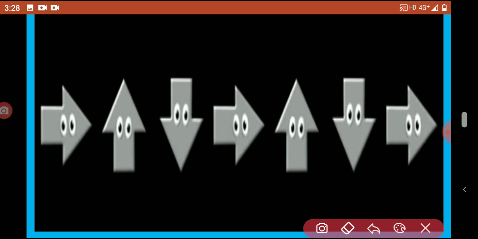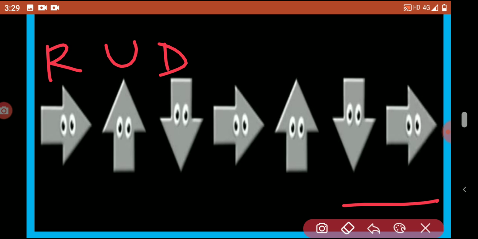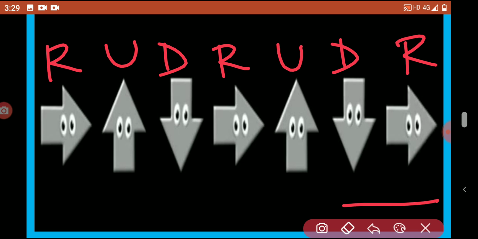In this example we have to find out the next one. In the first its position is right, then up, then down, again right, up, down, again right. So in this example the pattern of right, up and down is used. So after right what will come next? Yes, it's position up.